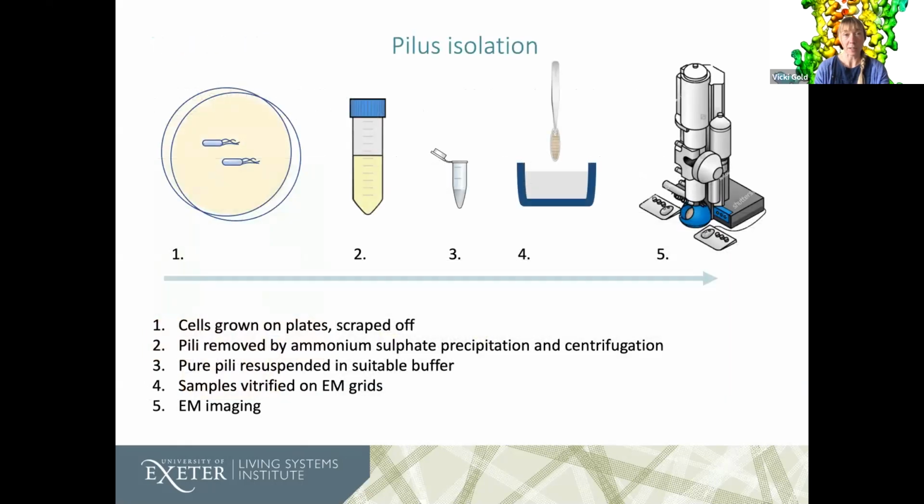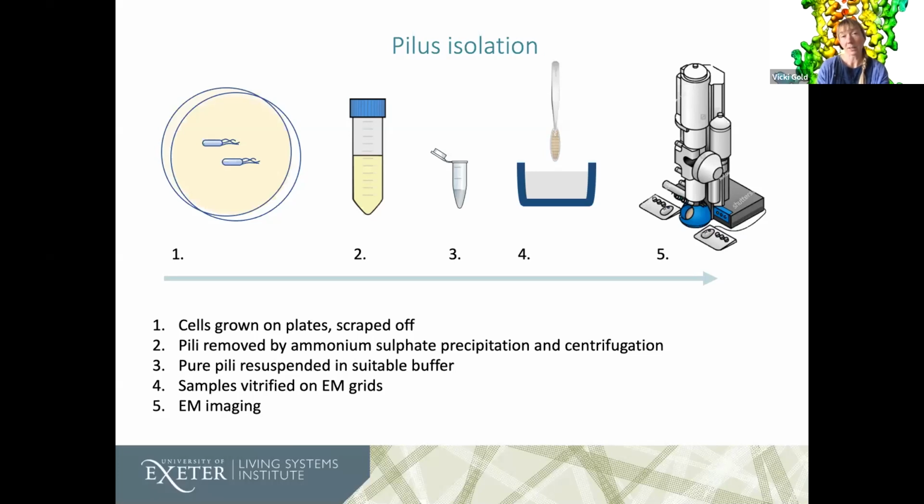So the sample preparation is pretty straightforward. Cells are grown on plates and then they're scraped off. And then the purification of pili is fairly crude, but it works. So they're removed by ammonium sulfate precipitation, centrifugation, and then you can resuspend the filaments in the buffer of your choice. The grids are then again vitrified by plunging into liquid ethane prior to electron microscopy imaging.